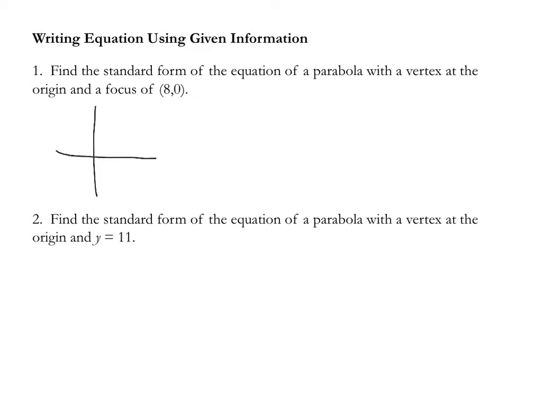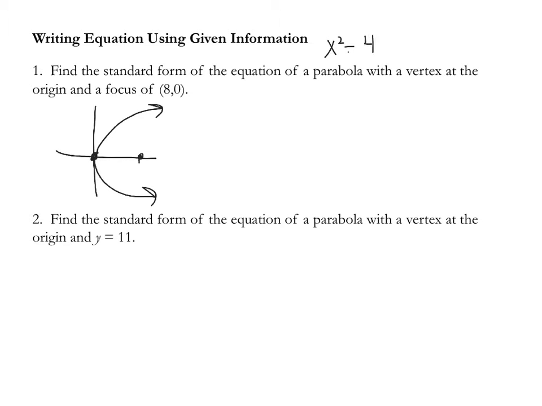But we want the standard form of an equation of a parabola with a vertex at the origin, so we know the vertex is still here. And it has a focus point of (8, 0). So that means we're out here somewhere over 8, up 0. That's my focus point. So that tells me right away that I can draw in the parabola, it has to face this way.